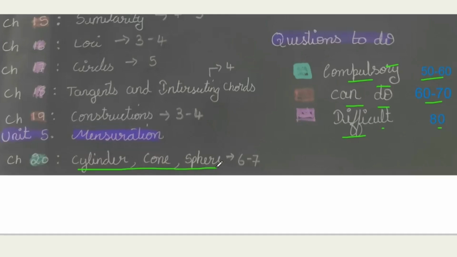And in unit 4 there are no compulsory chapters, and in unit 5 you have cylinder, cone and sphere. Students, this is the most important chapter in compulsory, which carries 6 to 7 marks weightage. So do this chapter compulsorily. I understand students feel this chapter is a little bit difficult, but if you practice it and know the formulas of cylinder, cone and sphere, you could do the word problems easily. The easiest way to solve this chapter is to memorize all the formulas of cylinder, cone and sphere.